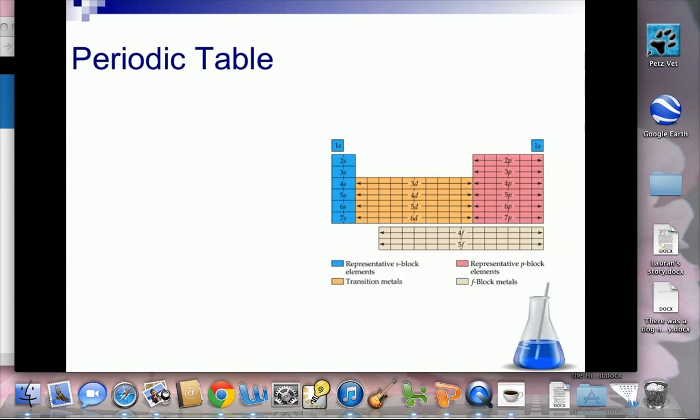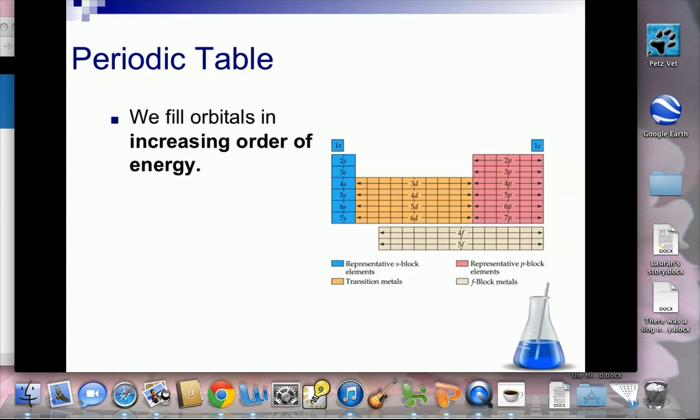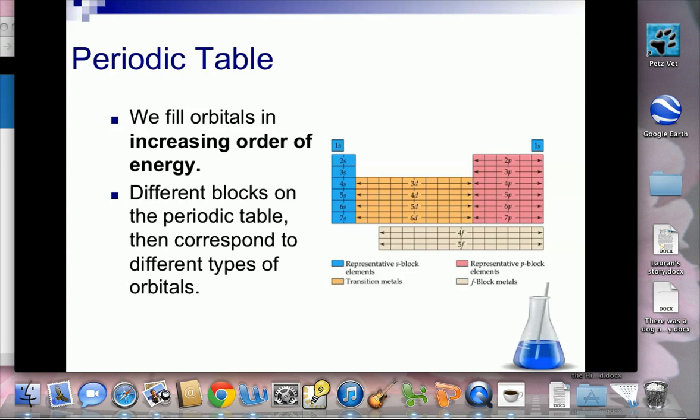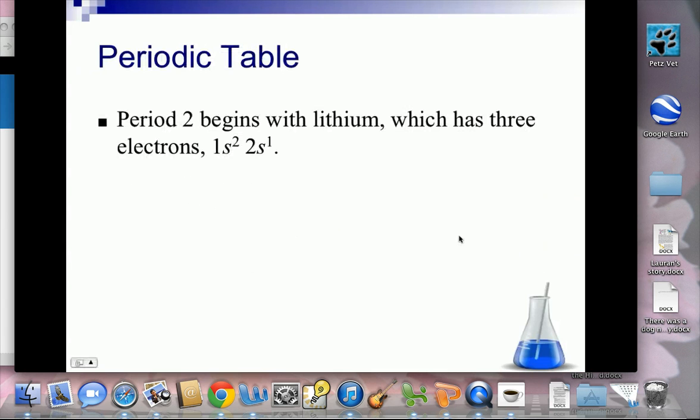The periodic table is actually broken down into blocks. We fill orbitals in increasing order of energy. Different blocks on the periodic table correspond to different types of orbitals. So the first 2 columns, those are the s block. The transition metals here in the middle are considered the d block. The p block is over here to the far right, and the f block are the 2 lonely rows down at the bottom of the periodic table.